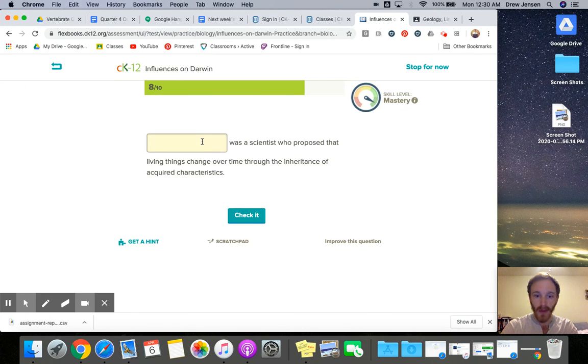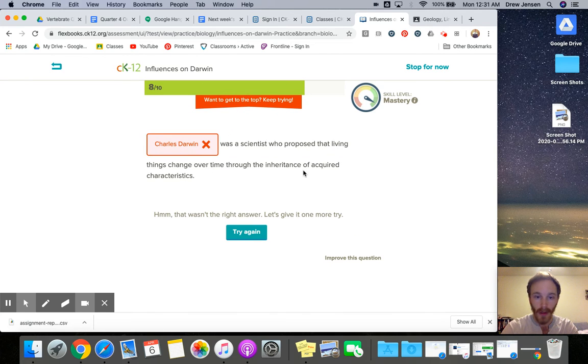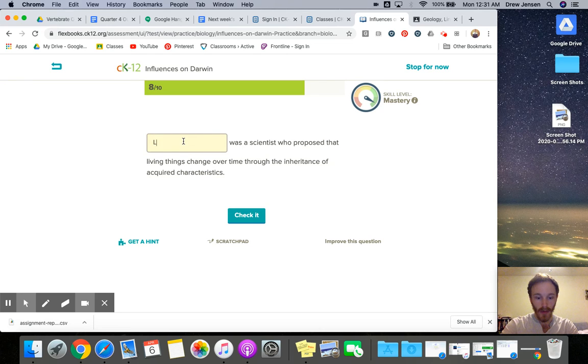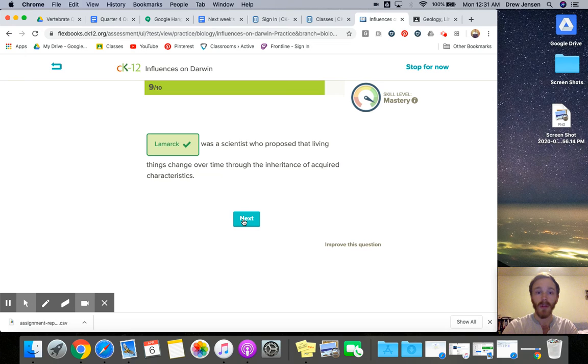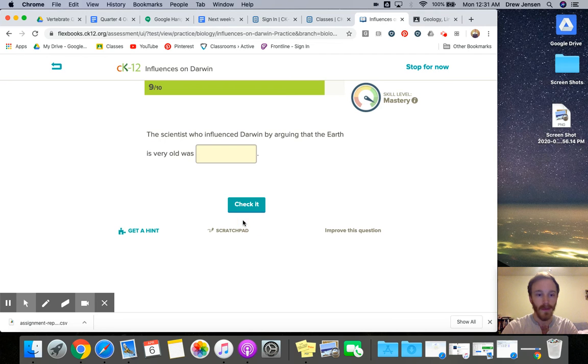All right. Blank was a scientist who proposed that living things change over time through the inheritance of acquired characteristics. I believe that should be Darwin. Let's see if we got this. Nope. Acquired characteristics then would be Lamarck, I believe. Check it. Yep. So another one with Lamarck. Sometimes it can be a lot of the same answer. Don't let that dissuade you from your answers. If it seems like it's the right one, go with it.